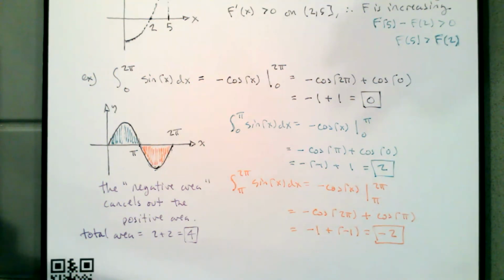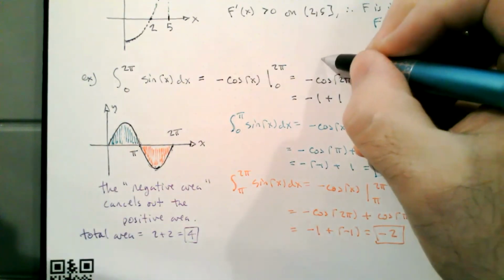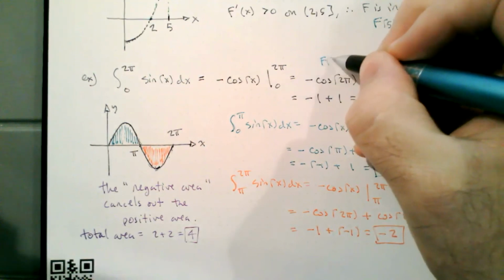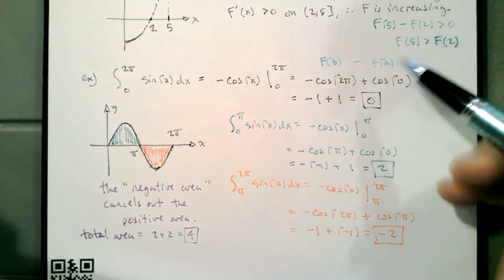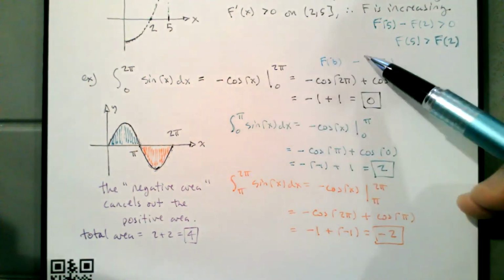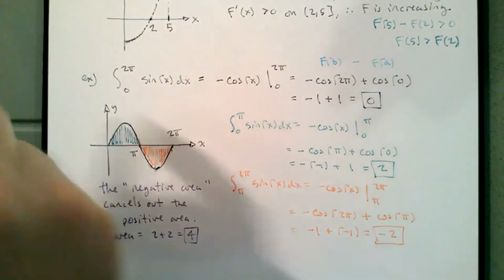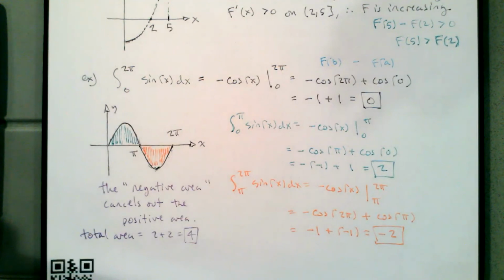It is. It's capital F at B minus capital F at A. So here's capital F at B minus the capital F at A. The antiderivative is negative, so there's the minus, and a minus makes a plus. All right, got it. Thanks.